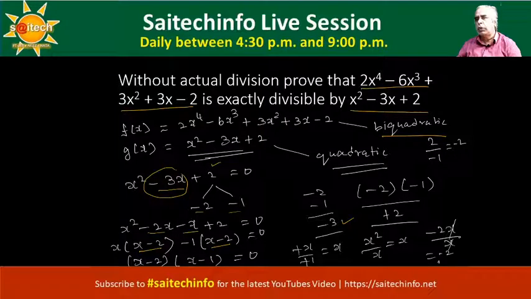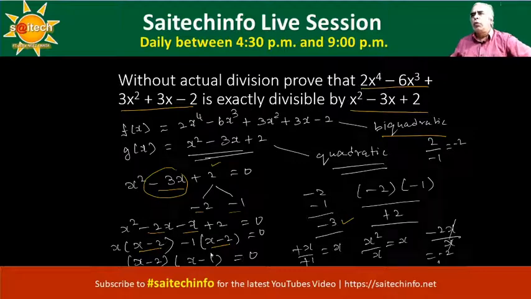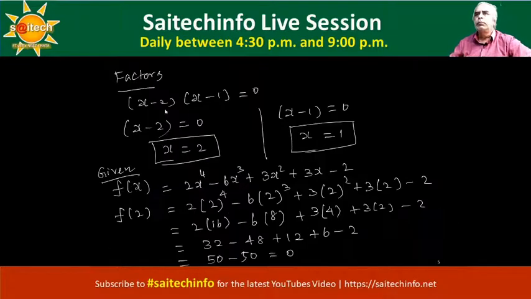Therefore x minus 2 into x minus 1 is equal to 0. It means either x minus 2 is equal to 0 or x minus 1 is equal to 0. If x minus 2 is 0, then x is 2. If x minus 1 is 0, then x is 1. So we have got the factors, and based on that we got x as 2 or 1.